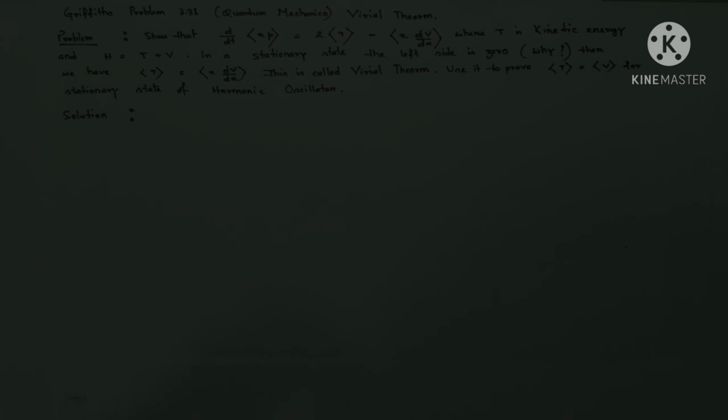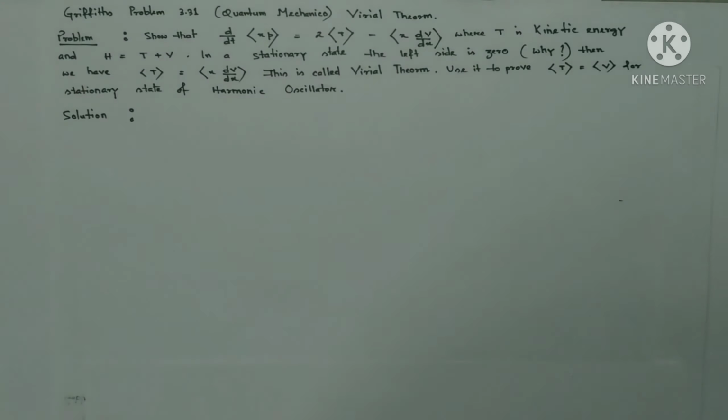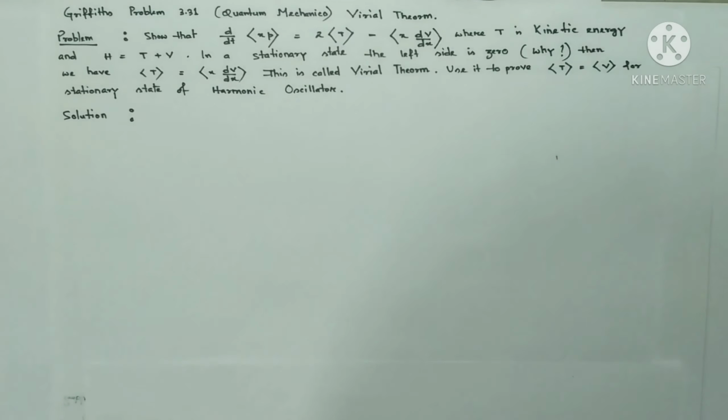Hi everyone, this is a problem from Griffiths Quantum Mechanics. It's on the virial theorem. It shows that d/dt of the expectation of xp equals 2 times the expectation of the kinetic energy minus the expectation of x times dV/dx, where T is your kinetic energy and H is equal to T plus V.